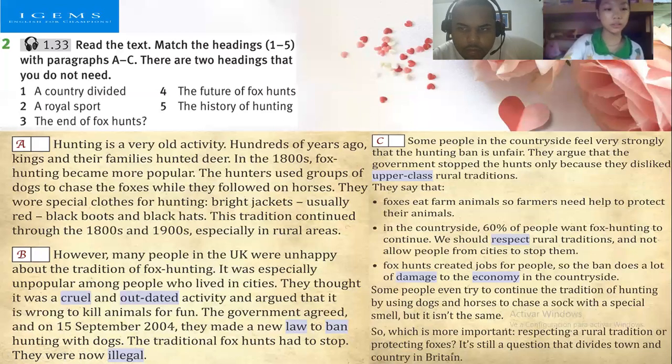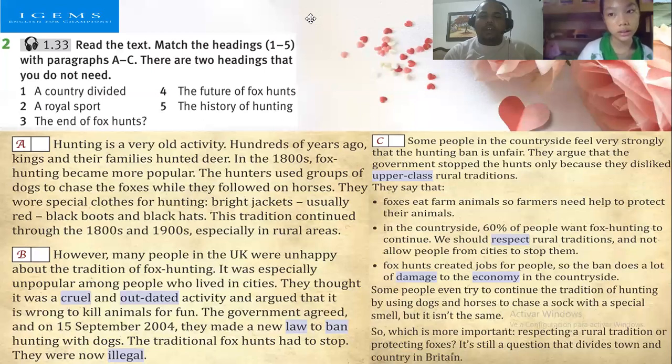I can read the word. Let me give you the remote. You have the mouse of my computer. Show me. Which one? I don't see the cursor.